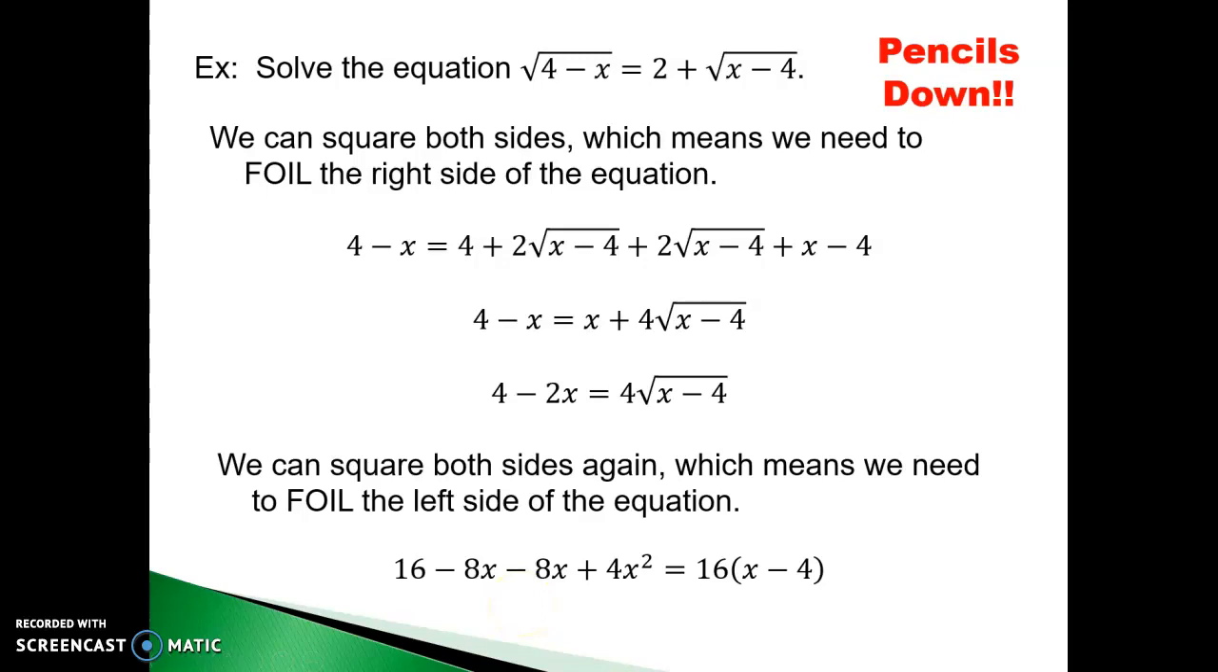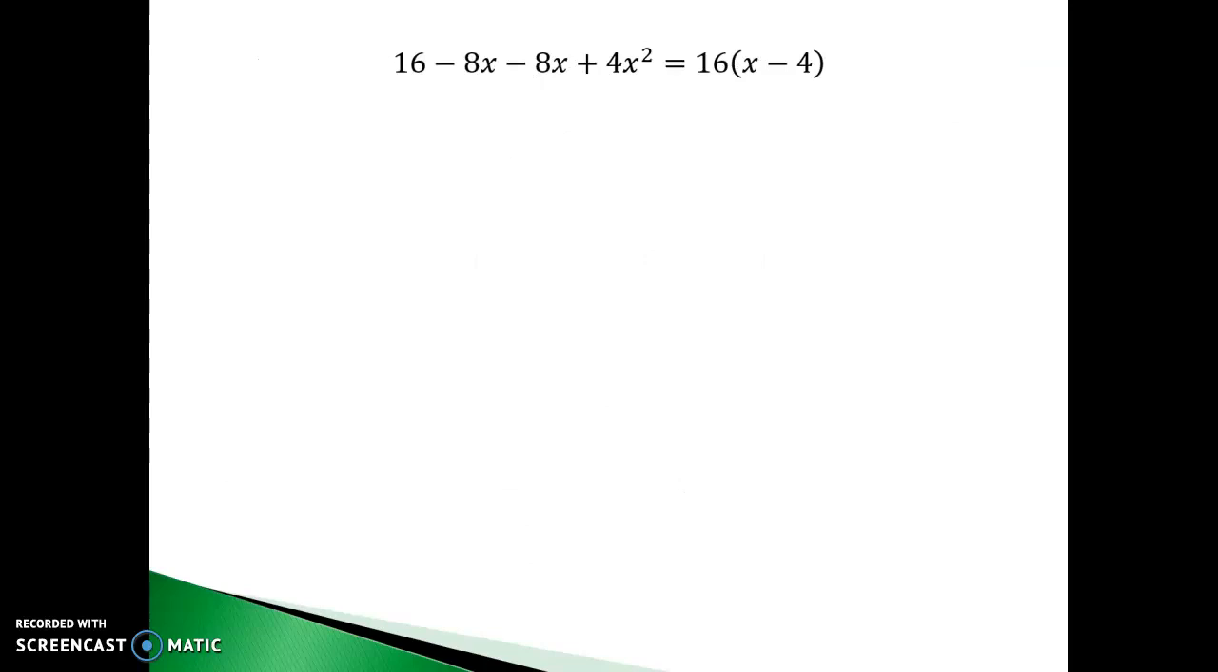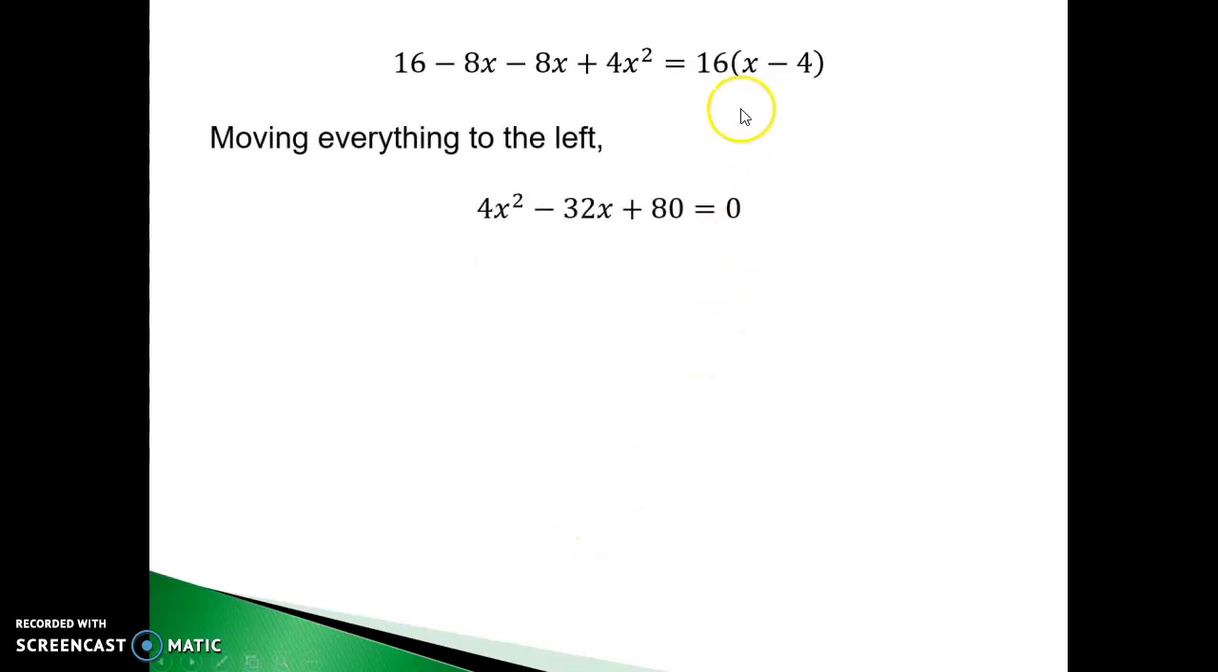Again, pencils down, we're just watching. And then to clean that up, moving everything to the left, we're going to distribute the 16. So that means we're going to be subtracting 16x from both sides and adding 64 to both sides. And we get 4x squared minus 32x plus 80 is equal to 0.